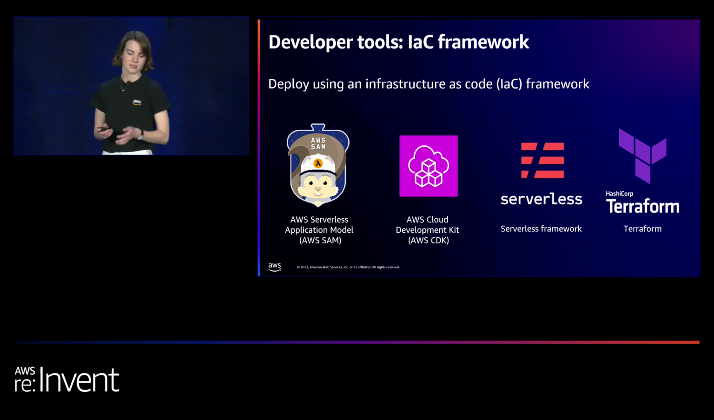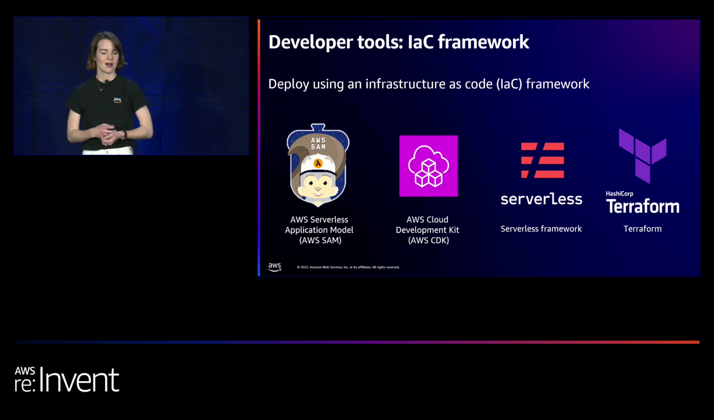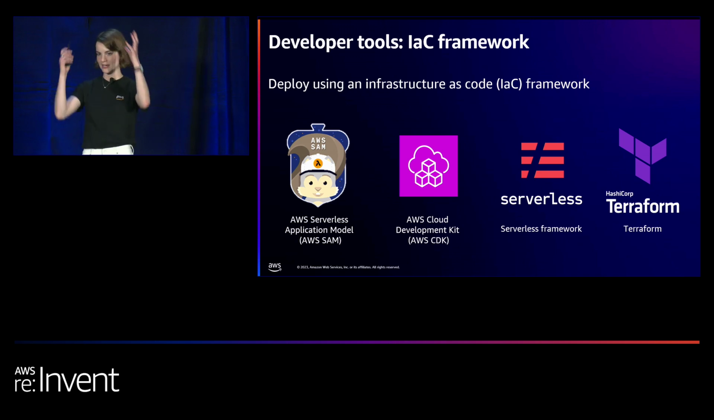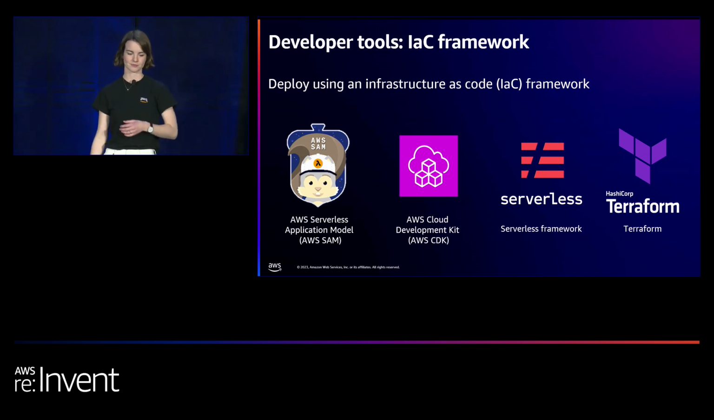There's a couple different options that you have for infrastructure as code with serverless. One of them, and the one that I'm going to be referring to, is the Serverless Application Model, or AWS SAM. Another one that's really popular with folks is the Cloud Development Kit, or CDK. There's also some great partner tools out there. So Serverless Framework, Terraform, all these are options to help you define that entire application as code.